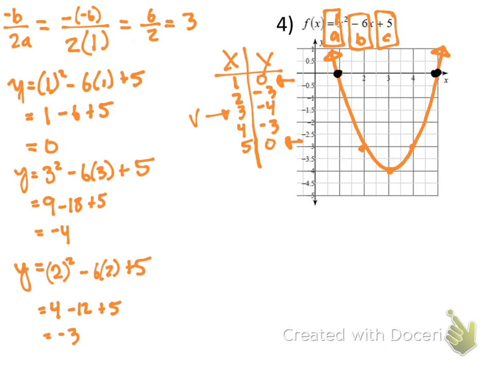Okay? What's it called here? This is a 1. This is a 5. Remember, we have 1 and 5. These are our zeros, right? Because when y is equal to 0, that's what we're looking for. So x is going to be equal to 1. X is equal to 5. These are your two answers.